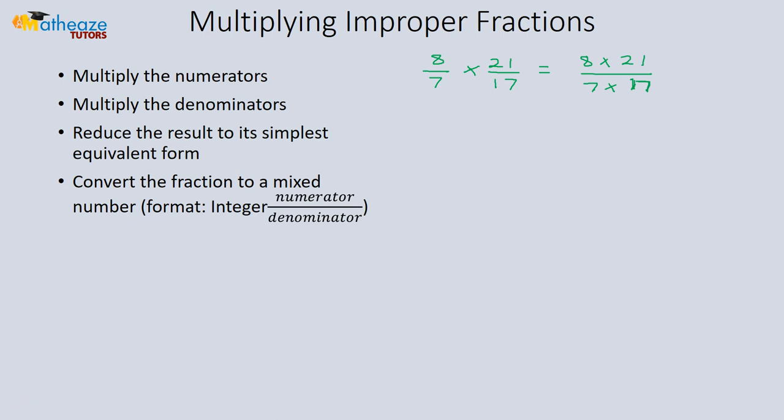So you can see 8 and 17 have no relationship. 8 and 7 don't. But look at 7 and 21. 7 here, this is 3. So this is going to give us 8 times 3, 24 over 17. When we divide 24 by 17, this happens only one time, and we have a remainder of 7.